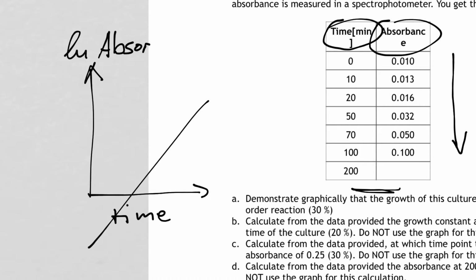Yeah? And because it is a straight line, we can say that this must be a first-order reaction, if we plot ln versus time. Does that make sense?